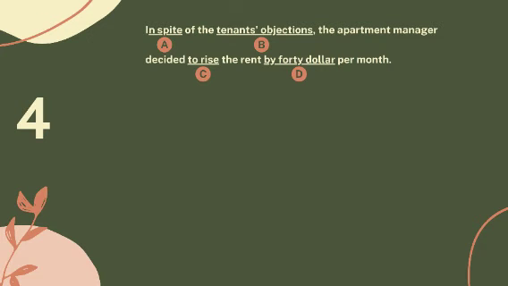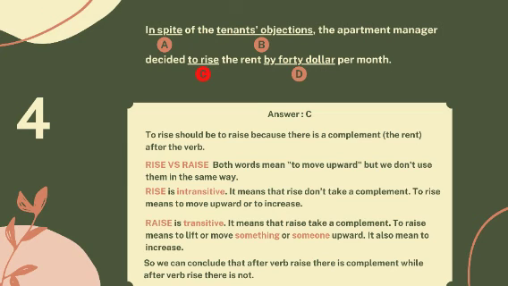And next, question number 4. In spite of the tenant's objections, the apartment manager decided to raise the rent by $40 per month. The error of the sentence can be found in the underlined word marked C. To rise should be to raise because there's a complement, the rent, after the verb. So, rise and raise, both words mean to move upward, but we don't use them in the same way.